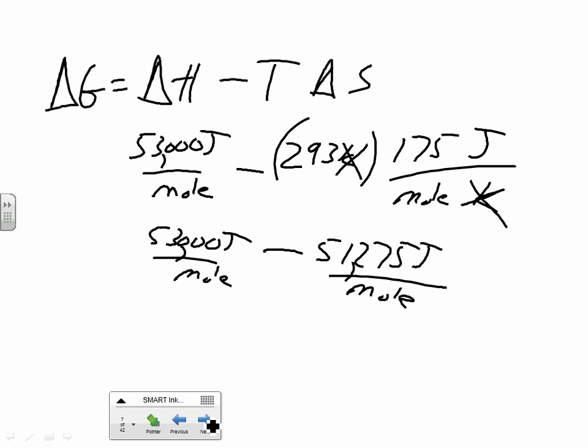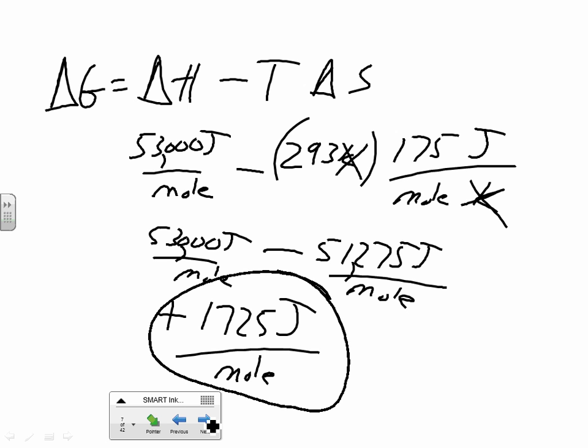So when we do the subtraction, we get an answer of positive 1725 joules per mole. That's where those questions come in. That's your answer to the first question.